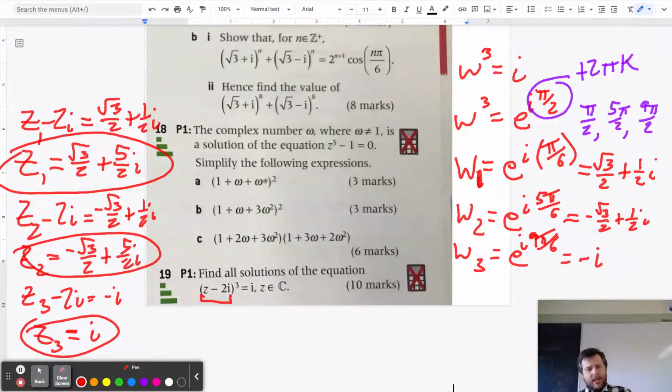It would be a good idea to take those values and actually subtract 2i from each first and then cube it, to make sure it comes back as i. But I feel pretty confident about those answers, though it's always possible I made a mistake. So that's one approach to doing it.